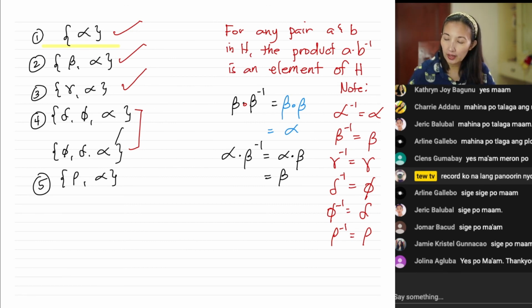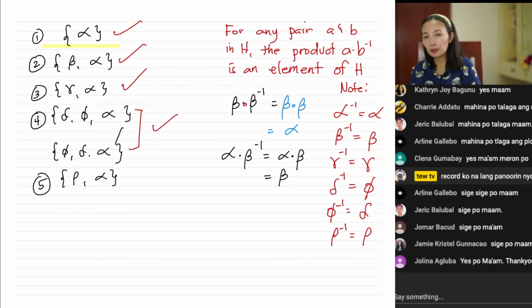How about identity? There it is. Identity element is alpha. Inverses. Inverse of phi. What did we say? Inverse of phi is delta. It's here. Next, inverse of delta. Inverse of delta is phi, and phi is found in that small set. Therefore, this is a subgroup.